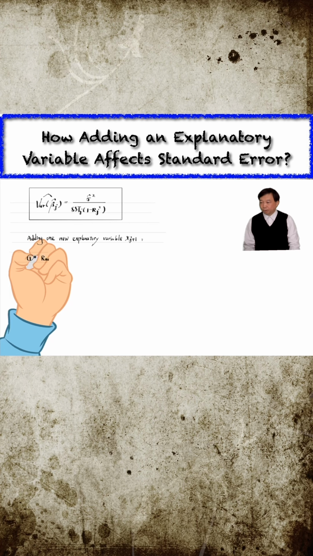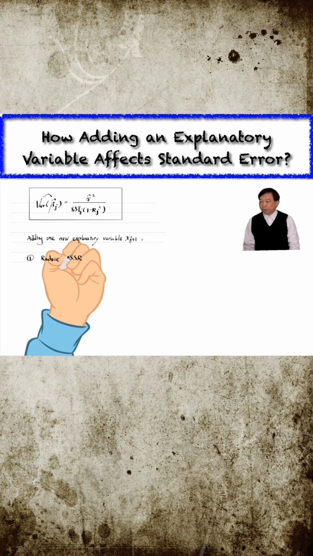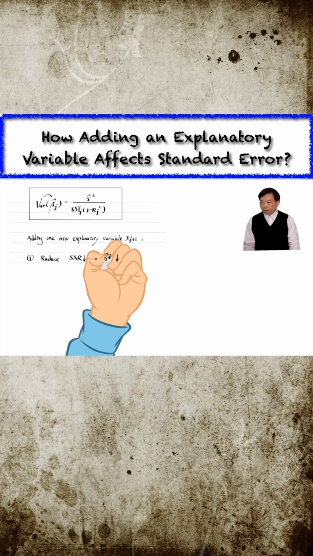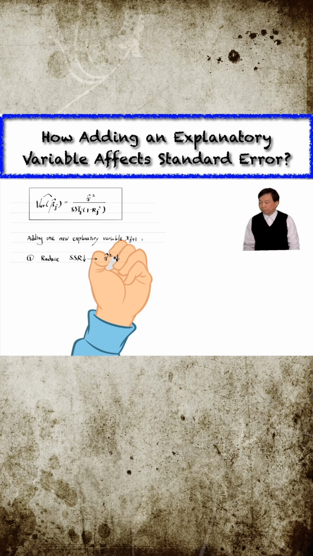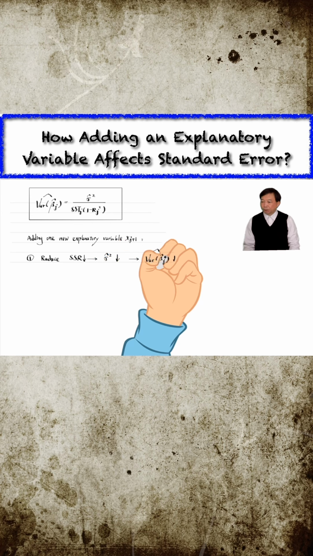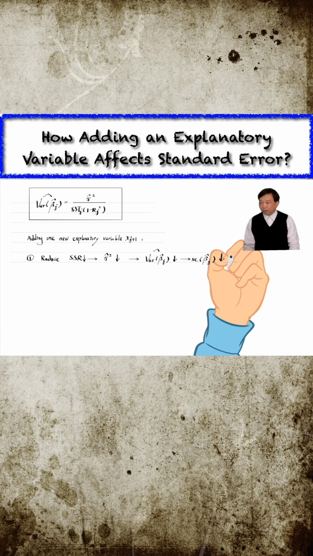On the one hand, the residual sum of squares, SSR, will reduce because the new explanatory variable helps to explain part of the variation in the outcome variable y, leaving less variation for the error term. In large samples, the degrees of freedom converge to n. The estimate of the error variance, sigma square hat, decreases in large samples. It will lead to a smaller estimated variance of beta j hat and a smaller standard error of the estimate.